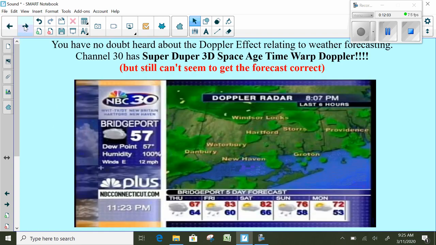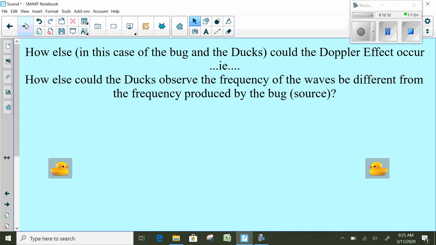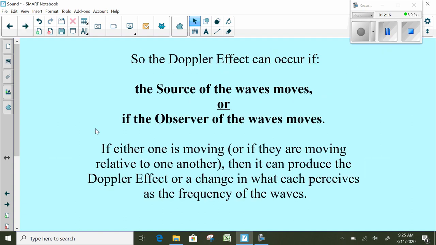Now, you've heard of Doppler with Doppler radar on the news all the time. They brag about how good their Doppler radar is, even though their weather forecasts are horrible. But, so you've seen this before. I'm going to click ahead. So one thing to pay attention to is the Doppler effect can be caused by the source, the bug, moving up and down, the bug's moving, or the observer can move, and I'll explain that in just a second.